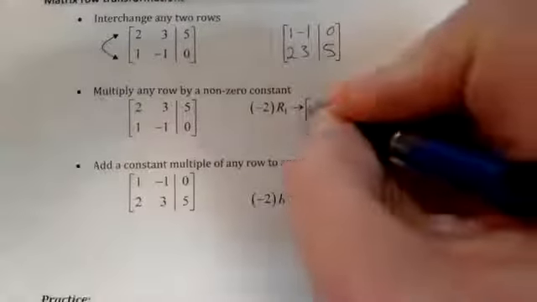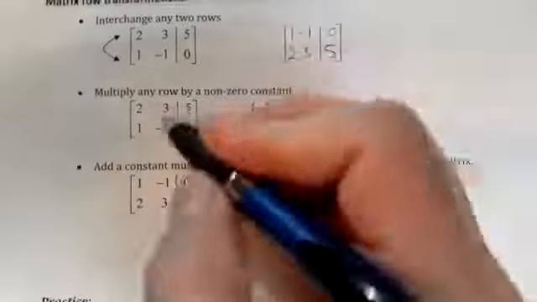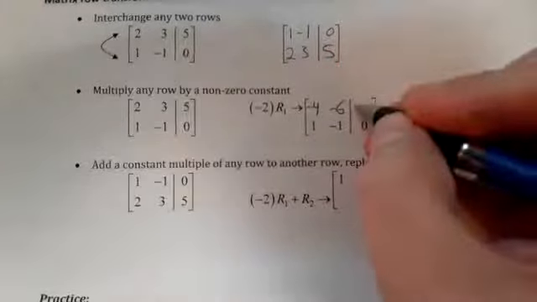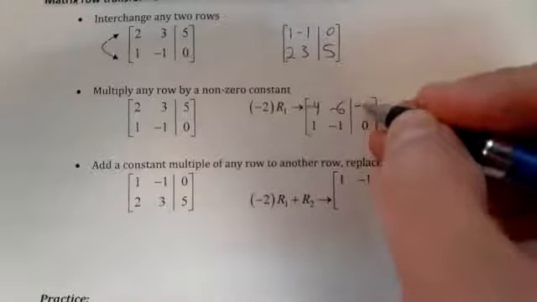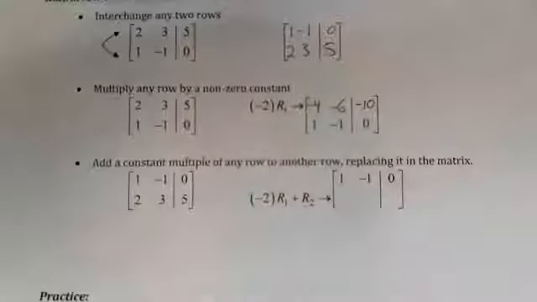So minus 2 times 2 is, 3 is, minus 2 times 5. That's what I'm trying to say. Okay.